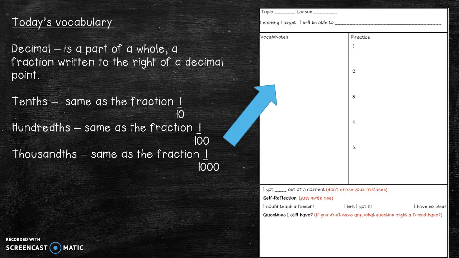The first word is decimal. Now, a decimal is a part of a whole, a fraction written to the right of a decimal point. Tenths is the same as the fraction 1/10. Hundredths is the same as the fraction written 1/100ths. And thousandths is the same as the fraction 1/1000ths.